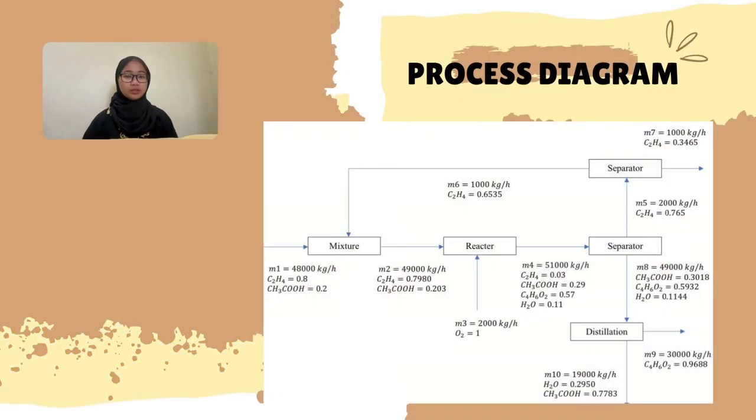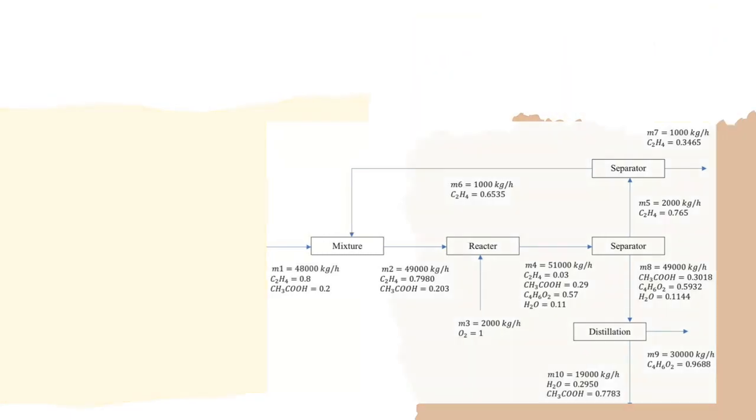We will move on to the next part, that is the process flow diagram, process description, and calculation. So this is our process flow diagram of vinyl acetate, our product. In the process flow diagram, we have five components, that is mixer, reactor, separator, and distillation. The production of vinyl acetate can be referred to in the process flow diagram below, and it states the mass flow rate, input, output, and fraction contained in the chemical reaction.